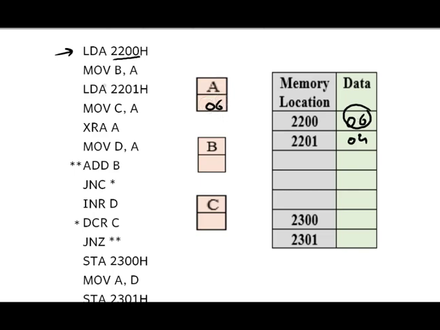So this data 06 which is there in 2200 gets stored in register A. Now next we do MOV B, A. We are transferring the data from A to B, so register B also becomes 6. Next instruction is LDA 2201. This will store the data from memory location 2201 into register A, so register A becomes 04. Now next instruction, MOV C, A. It will store the data from register A to register C.